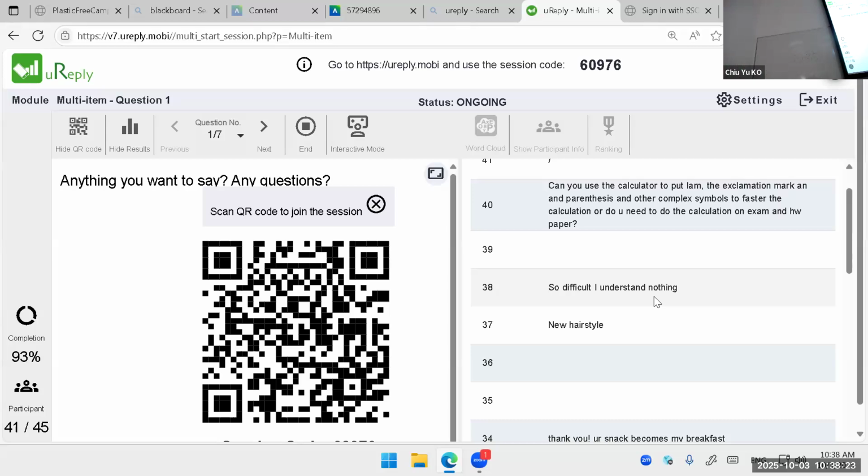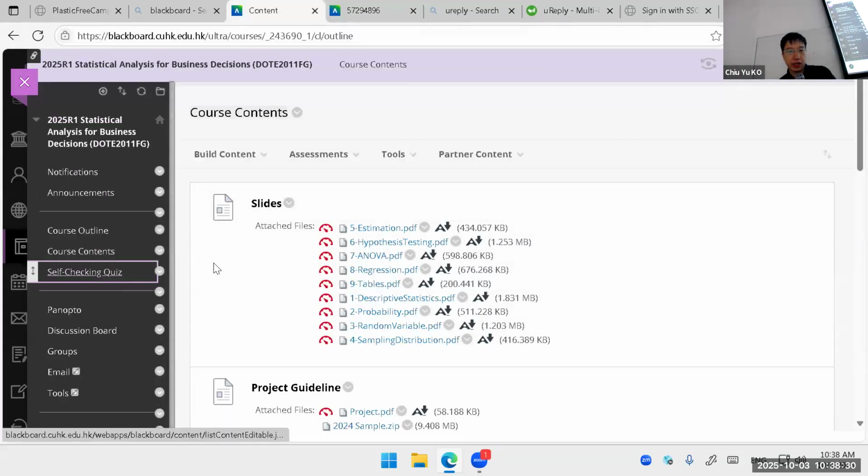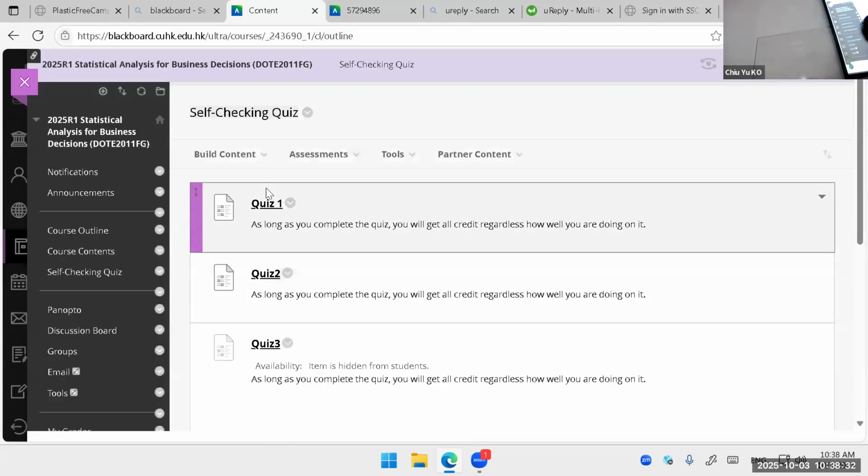And if you don't know, as I said already, we have a self-checking quiz. Please go to the self-checking quiz and do it, and there's an answer there. If you are okay with the self-checking quiz, then I'm pretty sure you should be able to get an A or A minus from this class, because I don't think my exam is more difficult than the quiz. It will be the same level or even easier.